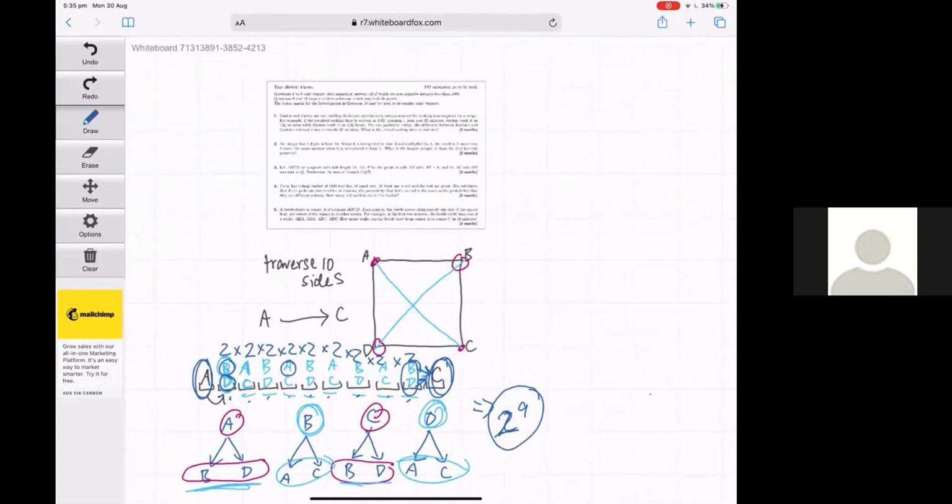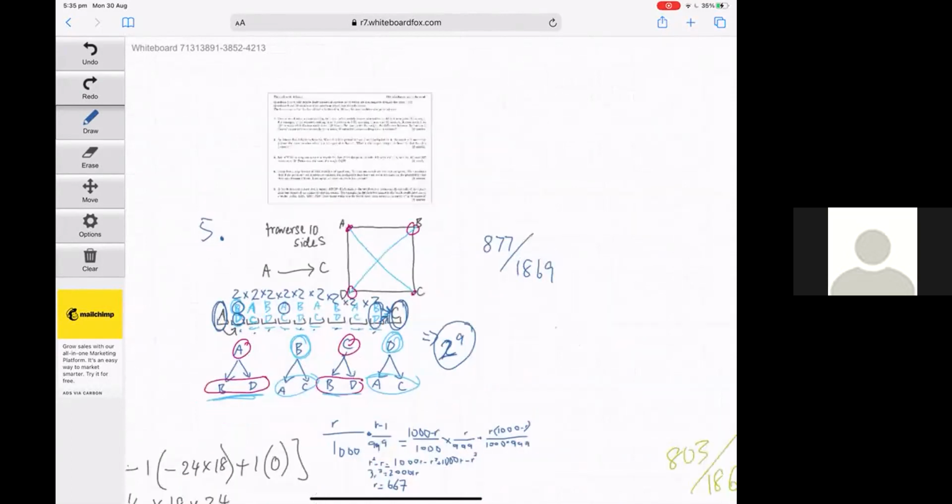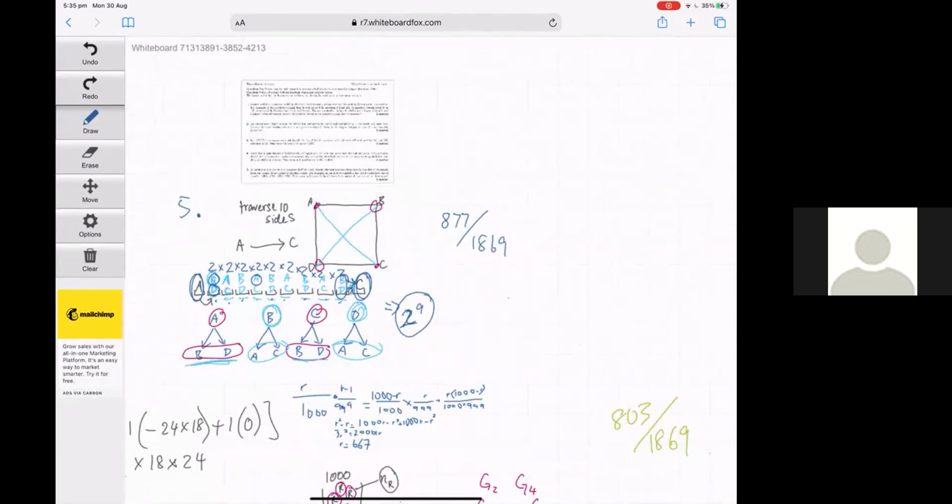Any comments or questions for question 5? Yeah. So this question, 877 people got it right out of 1869. So more than the previous question. Wait, really? Surprisingly. Oh yeah, last question was 1094.